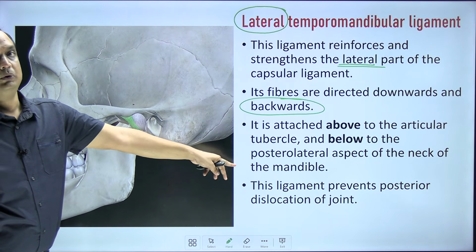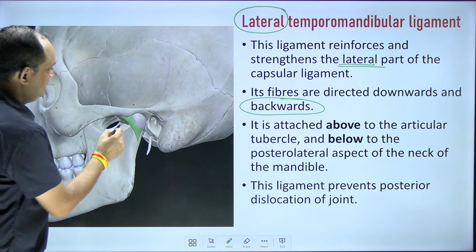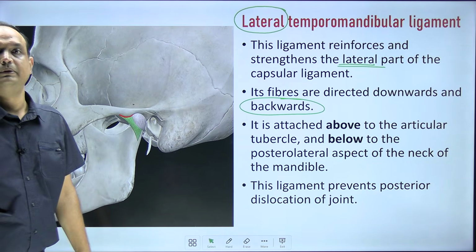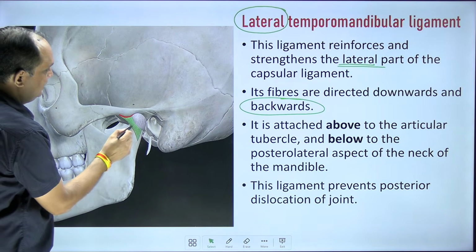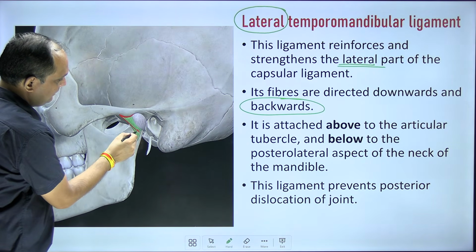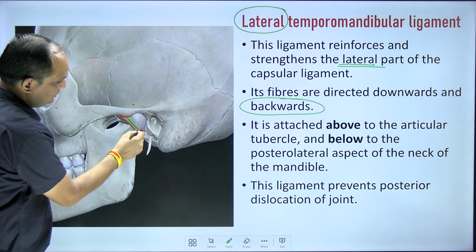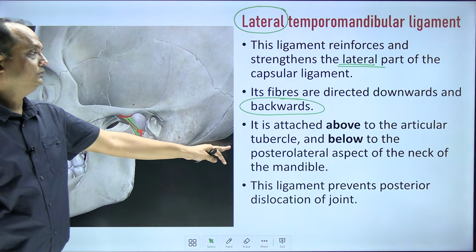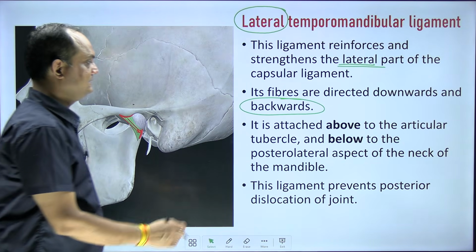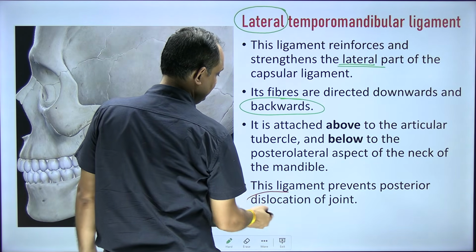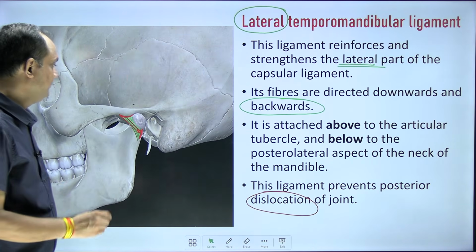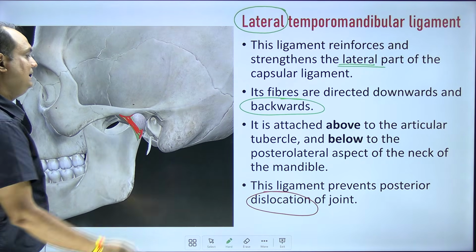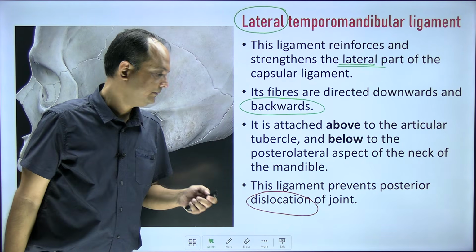So what are the upper and lower attachments? The upper attachment is on the articular tubercle of the zygomatic process. And the lower attachment: the fibers are going downward and backward, and they attach to the posterior side of the neck of the mandible. Clear? So this is the important thing, and it has a very important role in that it prevents dislocation of the joint, because it is a very thick and strong ligament present on the lateral aspect of the TM joint.